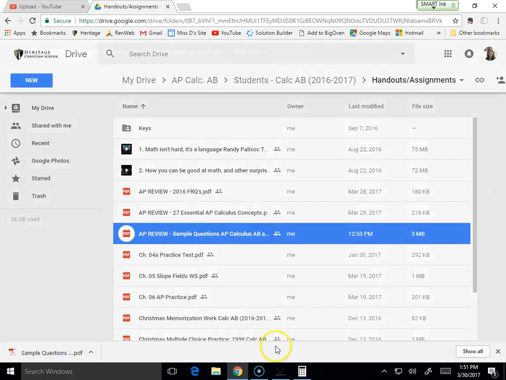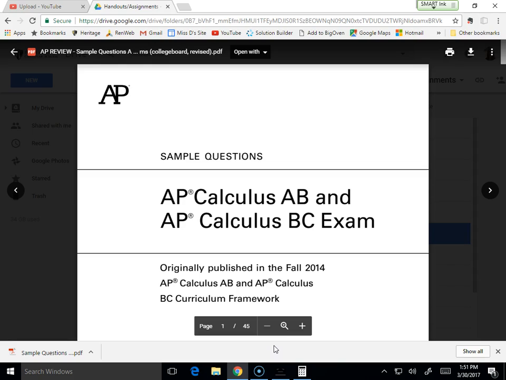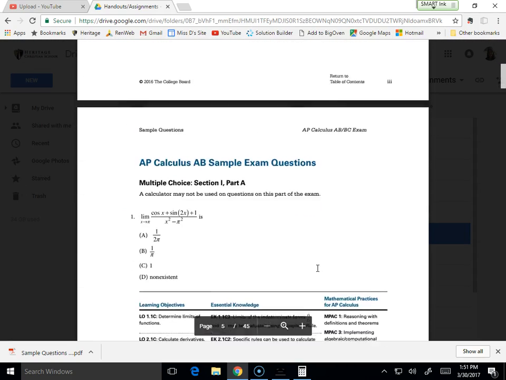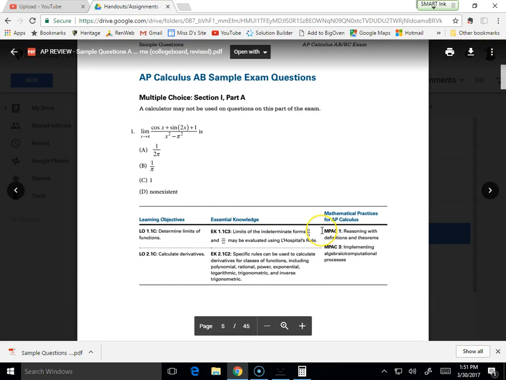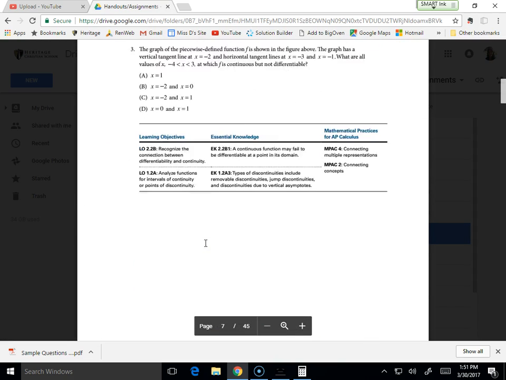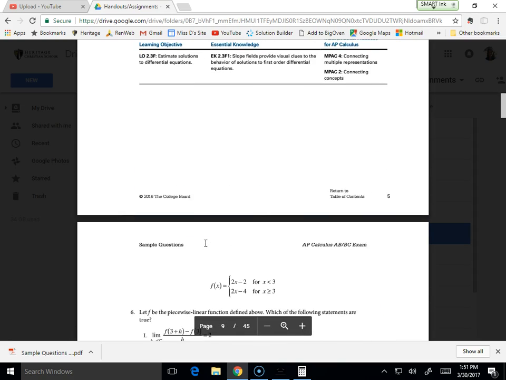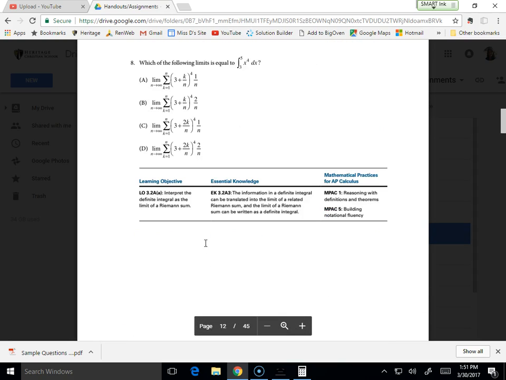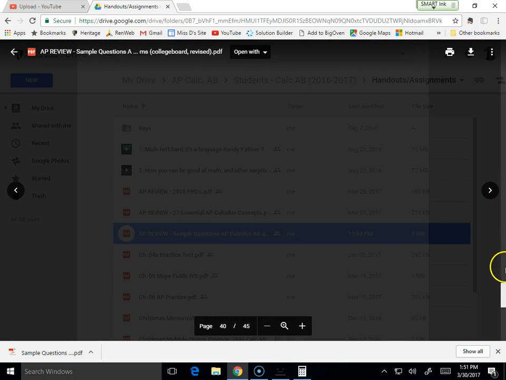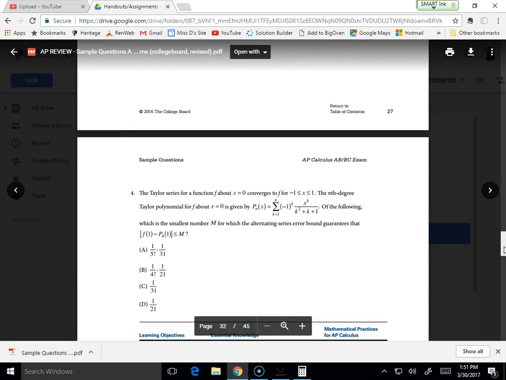But I've also uploaded sample College Board questions, A, B, and B, C. It says originally published in fall 2014, but it is updated. Anyway, there's practice, there's mixed multiple choice. It's kind of shorter and more condensed directly from College Board, and there are even some FRQs. If you keep scrolling, the answers are at the end somewhere before BC.